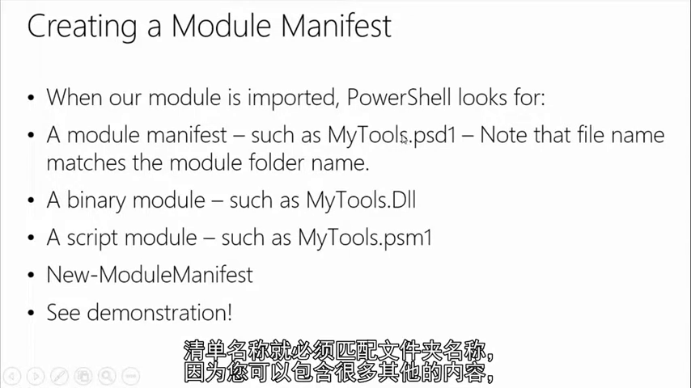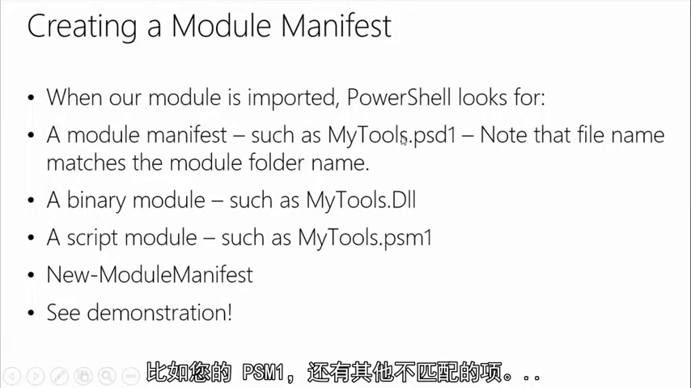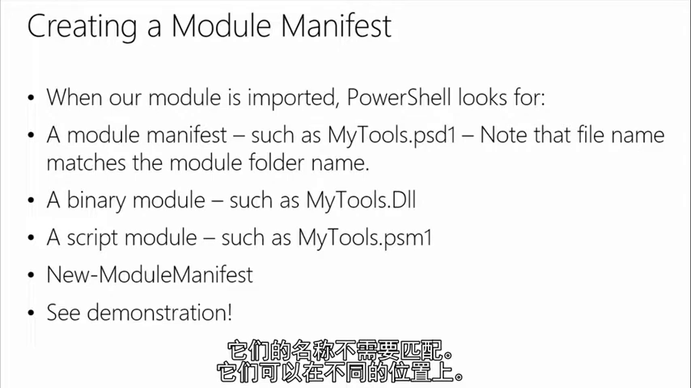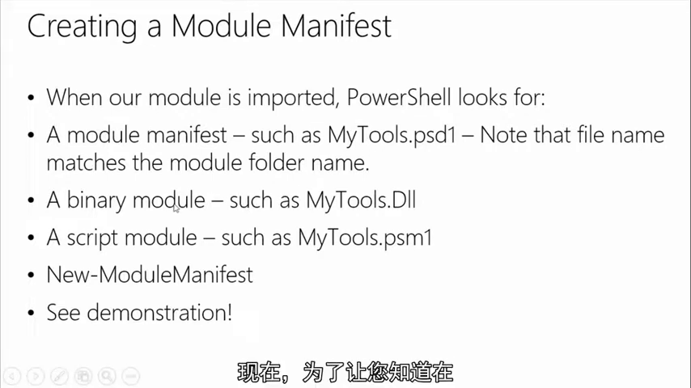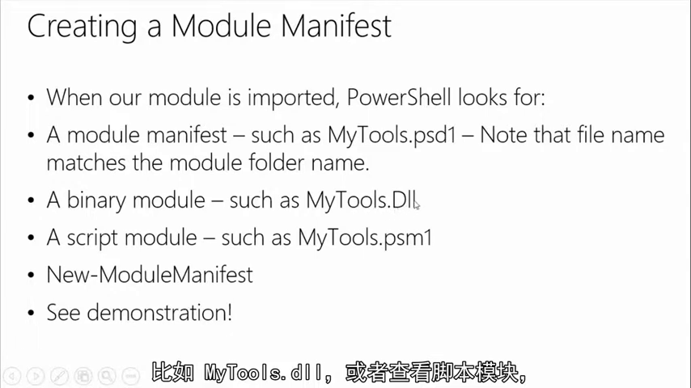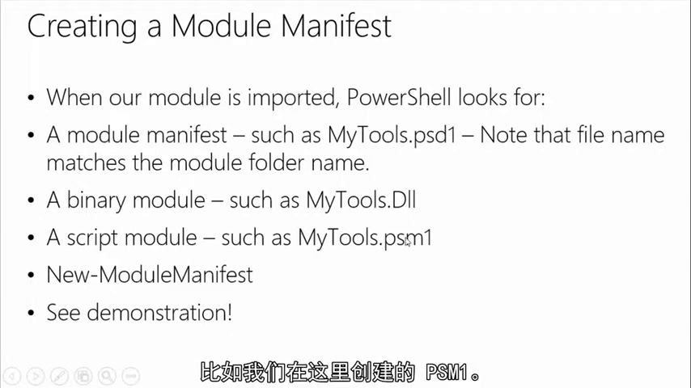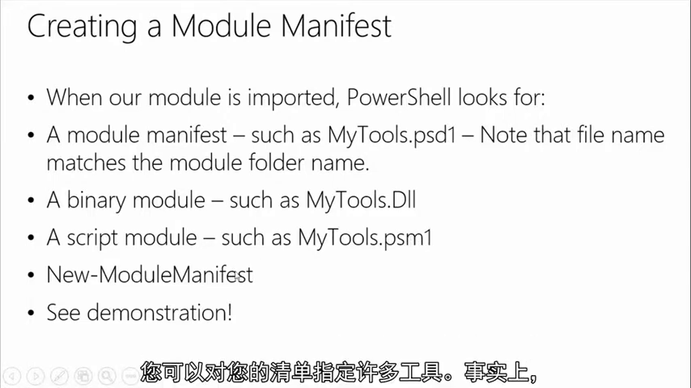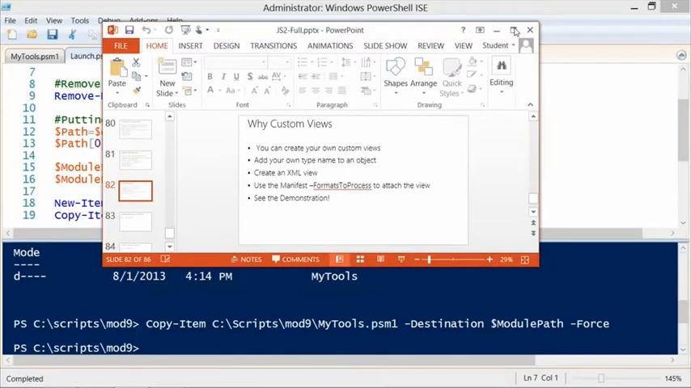Yeah. So in this case, if you're going to use a manifest, the manifest name has to match the folder name, because you can include so many other things, your PSM ones and all these other things whose names don't necessarily match, and they may be in different locations. When PowerShell loads, it could be looking at a binary module like mytools.dll, or it could be a script module like we're creating in here, PSM1. The cmdlet to make a manifest is called New-ModuleManifest, and you can specify a ton of stuff for your manifest. As a matter of fact, let me show you.